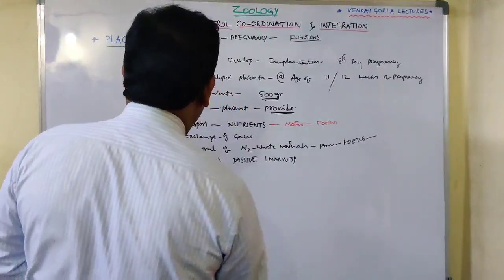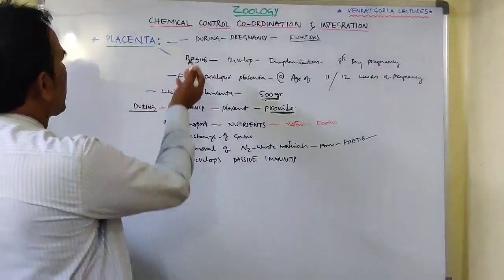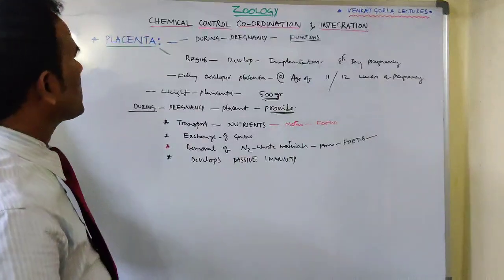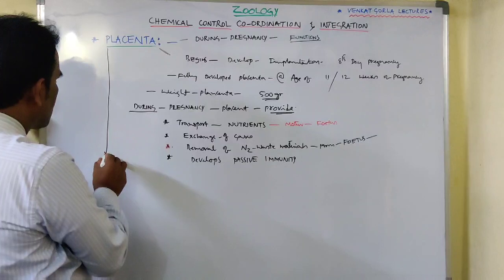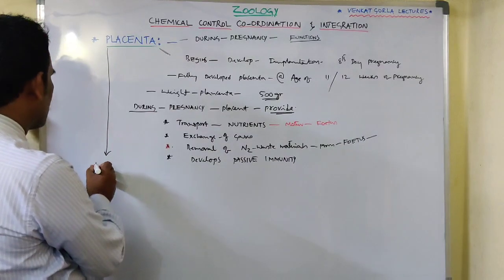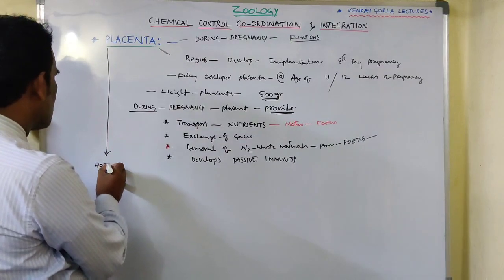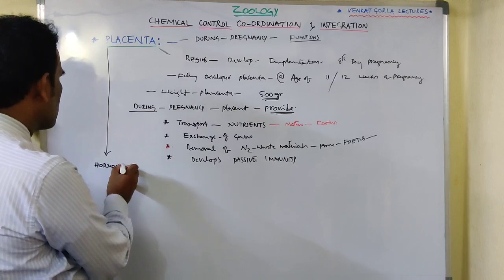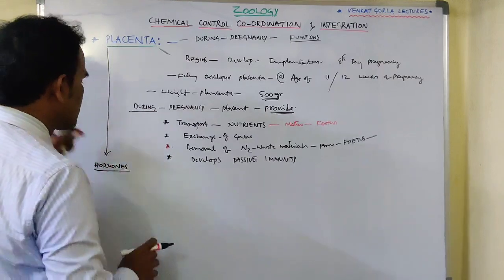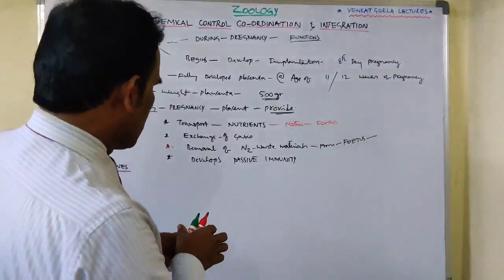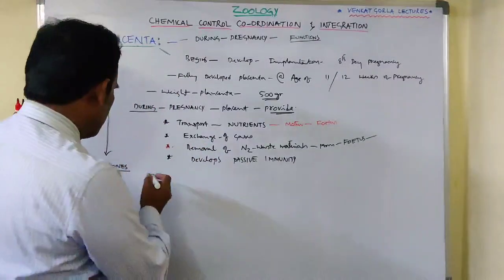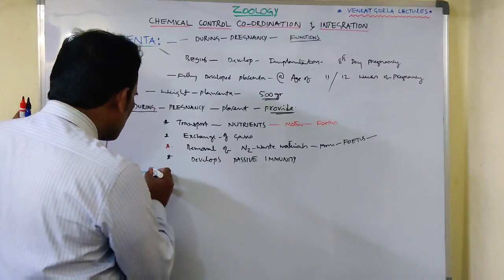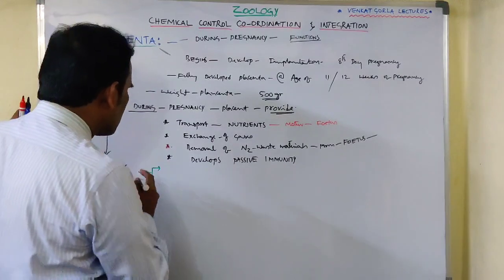In addition to this, the main important function, as our topic is chemical control and coordination, is the synthesis and secretion of hormones by the placenta. As we said, the placenta is a temporary endocrine gland. It secretes hormones, and these hormones help during the pregnancy period. So what are the hormones secreted by the placenta?